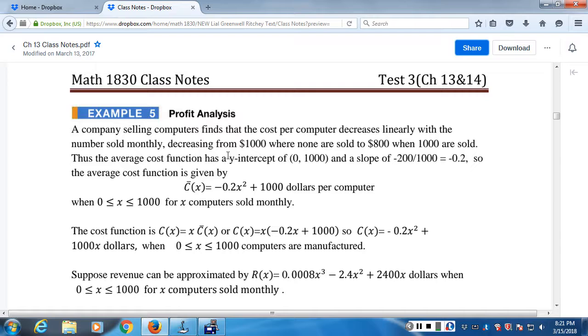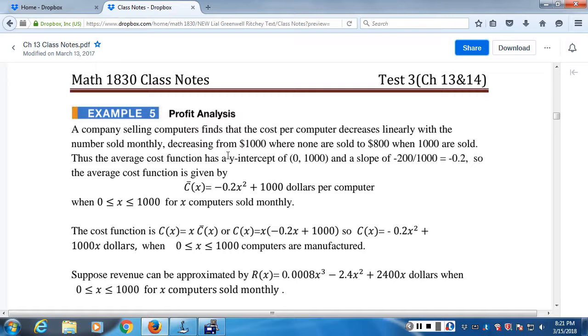So you take your average cost per computer, there's your cost per computer, and when you want to find your cost function, that's actually the cost for X computers. The way that you find the total cost function is you take the cost per computer, which is your average cost function. That's the cost per computer. And then you multiply it by how many computers you sell.